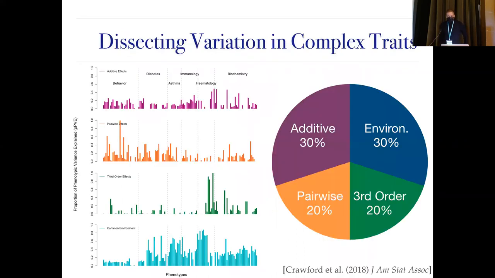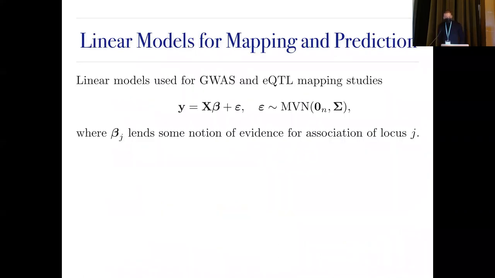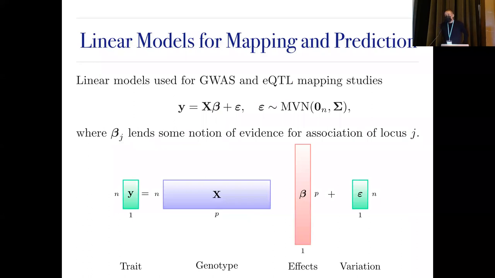A big part of my research program, like many in this room, is dissecting phenotypic variation. Here we have 131 different phenotypes from a panel of mice broken up into six broad groups. I'm trying to build stat and machine learning methods to understand this pie: how much of genetic effects come from additivity and this nonlinear piece. You could break that down into pairwise interactions, third order interactions, and also gene by environment interactions.